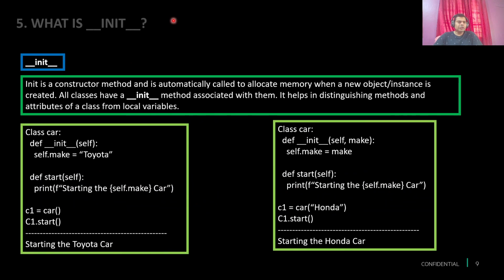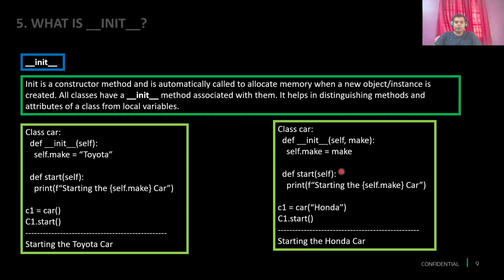What is init? init is a constructor and it is automatically called whenever we are creating an instance of the class, or whenever we are creating an object of the class. In this particular example, we have the class car which has init and start, but as soon as we create a c1 object out of car, we are instantiating this particular method. So without even calling it, init will be invoked.